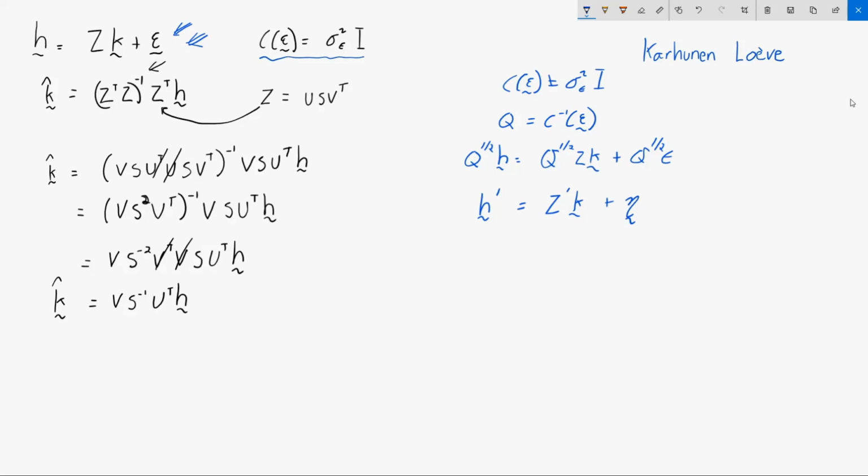So in particular, eta, my transformed measurement noise, equals Q to the half epsilon, from which I can write that the covariance matrix of transformed noise equals Q to the half C epsilon Q to the half, and because of this relationship here, that equals the identity matrix.